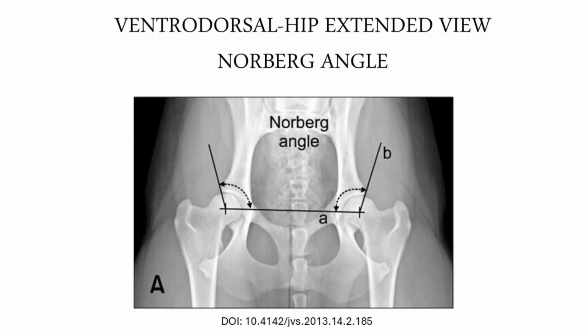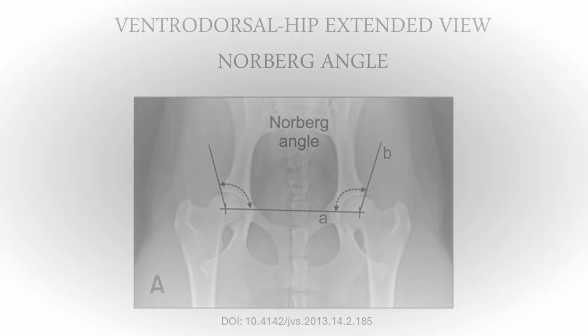The Norberg angle assesses the congruity of the hip joint by measuring the angle formed between the femoral neck axis and a line connecting the center of the femoral head to the cranial acetabular rim. A higher Norberg angle indicates better coverage of the femoral head by the acetabulum, suggesting a lower risk of CHD. Conversely, a lower Norberg angle indicates decreased coverage, indicating a higher risk of CHD and potential hip joint instability.